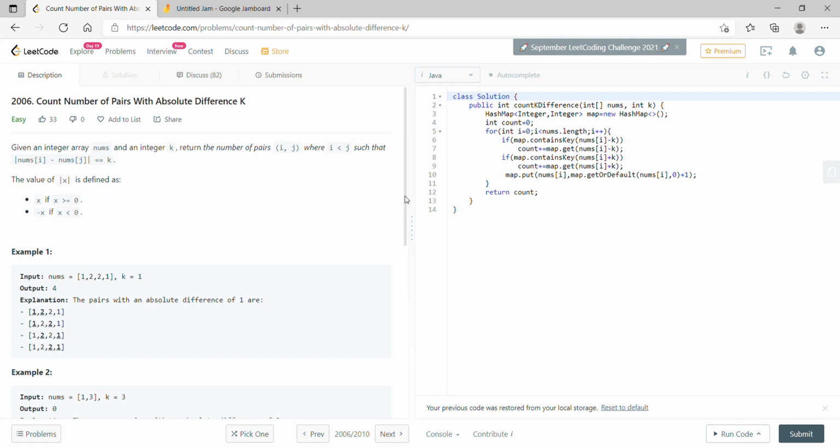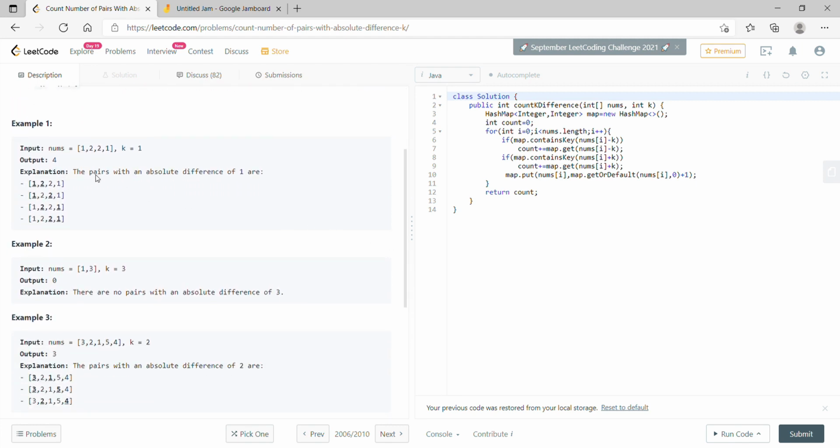So let us see this example. You have the array 1 2 2 1, and your k is 1. So we are having output 4. So how is it coming? The first element is 1, and obviously you don't have to do anything with this. And if you go to the second element, you see the difference between 1 and 2 is obviously 1, which is your k. So we'll count this 1 and 2 as a pair.